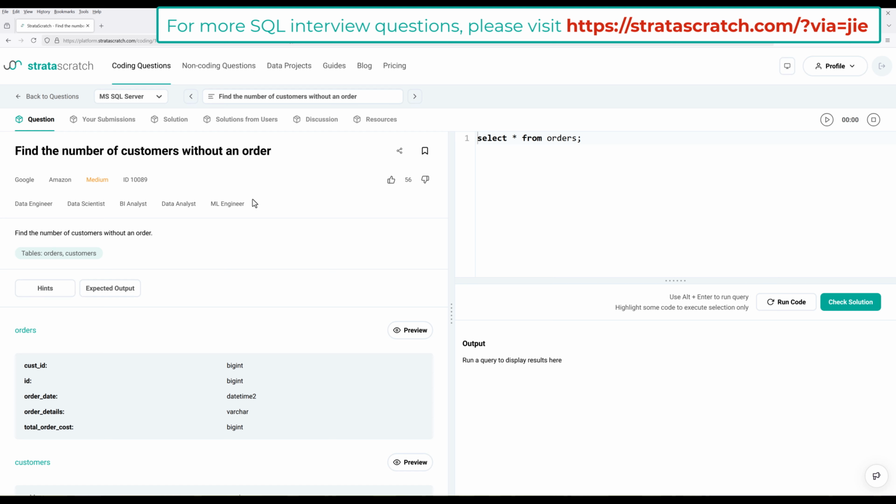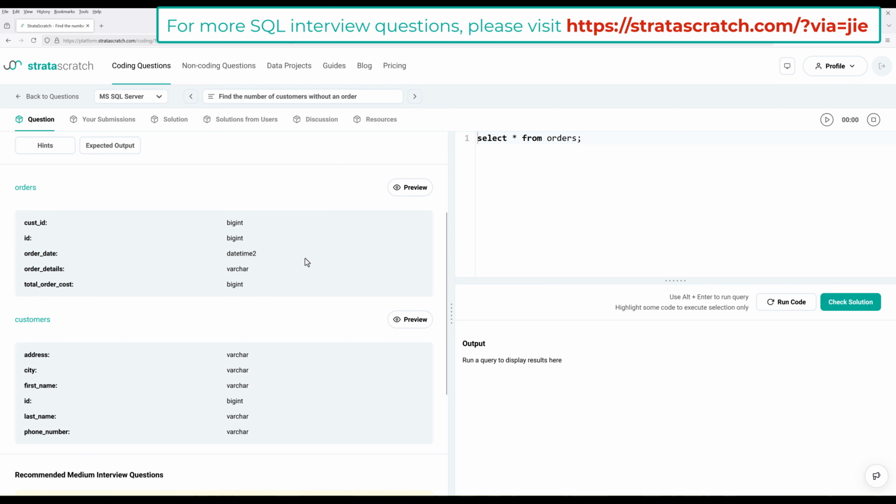If we look at the problem, the only thing we need to do is to find a total number of customers who have not placed any orders. In terms of the tables, we are given two tables, orders and customers. Since the objective here is to count the customers who didn't place an order, the only column we need is the customer ID. To solve this problem, all we need to do is to figure out from the customers table which customer is not in the orders table.